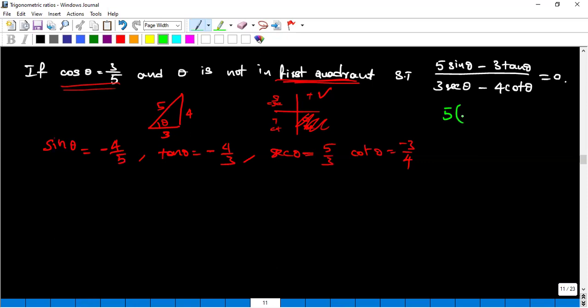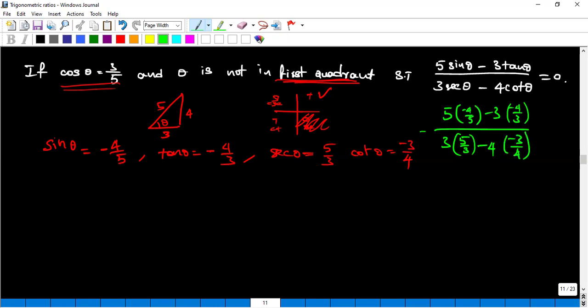5 into sine theta is minus 4 by 5. Minus 3 into tan theta is minus 4 by 3. Minus 4 by 3 divided by 3 into secant. Secant is 5 by 3. Okay, very good. Minus 4 into cot. Cot is minus 3 by 4.